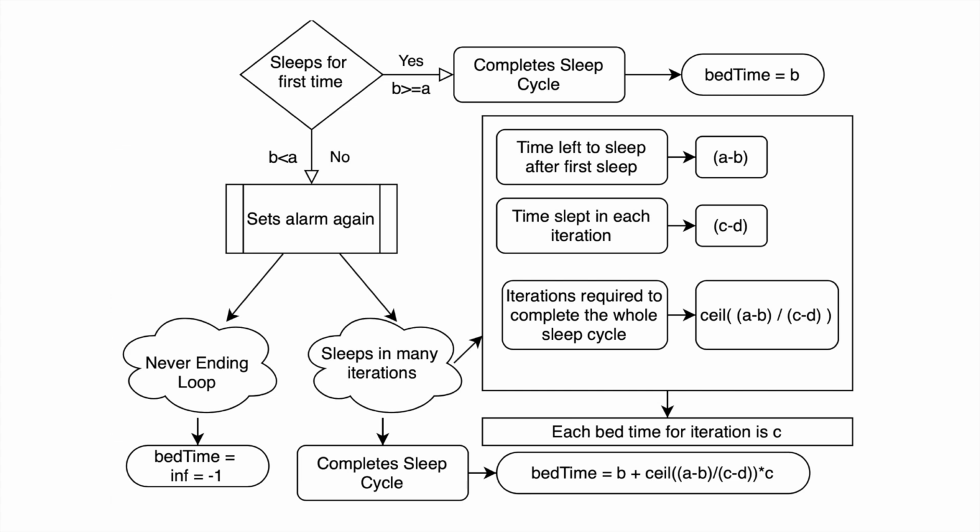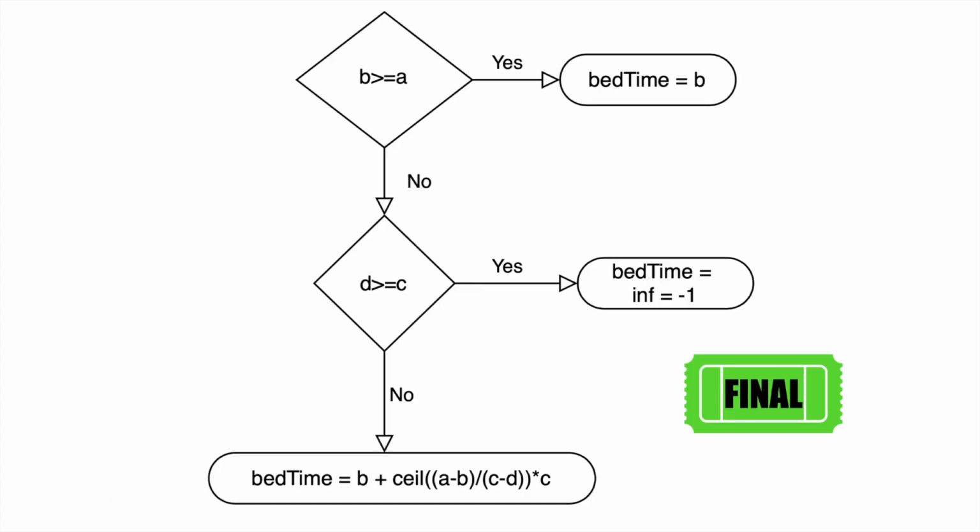We will make that simpler in this flowchart. The first conditional we have to check for is b greater than or equal to a. When b greater than or equal to a is true, that means Polycarp has completed his sleep cycle, therefore the bedtime is b. If the conditional gives a no, then we will check for d greater than or equal to c. If d greater than or equal to c, bedtime will be infinite and we will denote it by -1.